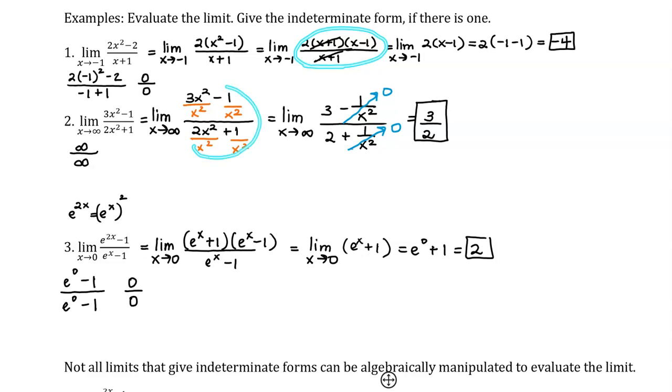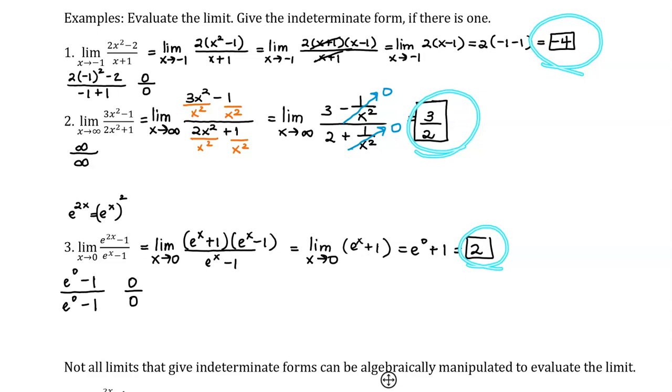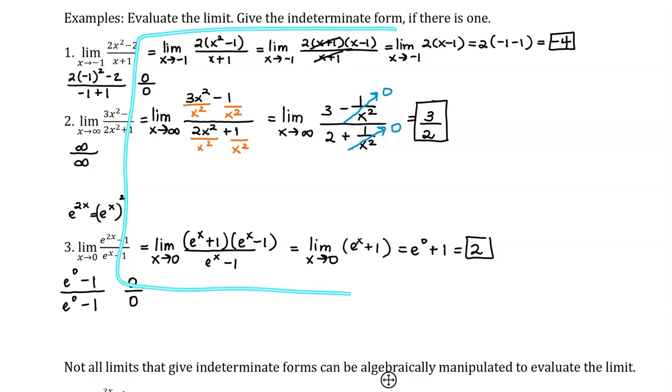So examples 1, 2, and 3 were all examples in which we were able to do some kind of algebraic manipulation in order to arrive at a simpler expression that we were then able to evaluate with direct substitution. In this lesson, we're going to learn, well, what can we do when we are not able to do this algebra to simplify our limit and get an answer?